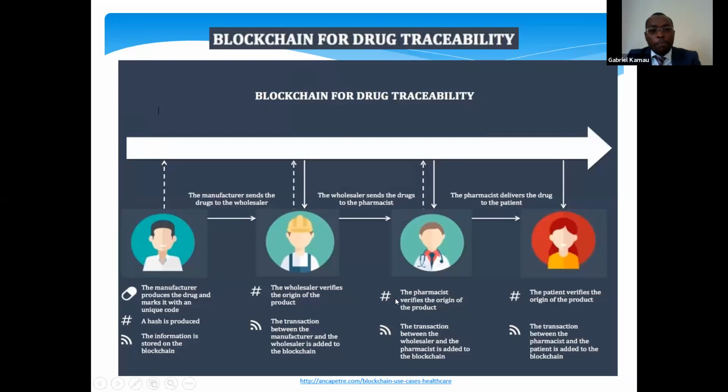whereby you can create a blockchain, and this blockchain involves stakeholders within the value chain of healthcare, all the way from manufacturers and wholesalers to our pharmacies. And from there, you can track that drug, whether it is the original drug. So it's a technology that can be embraced in the entire value chain.